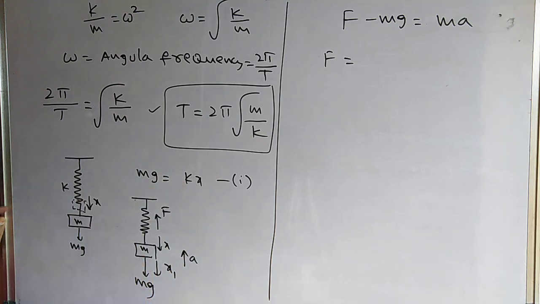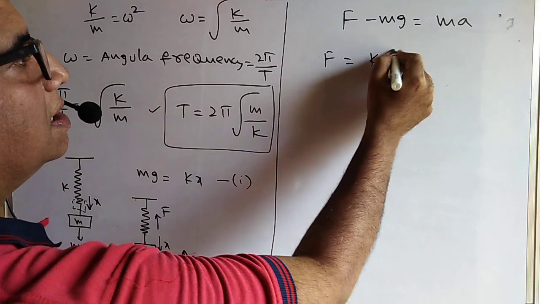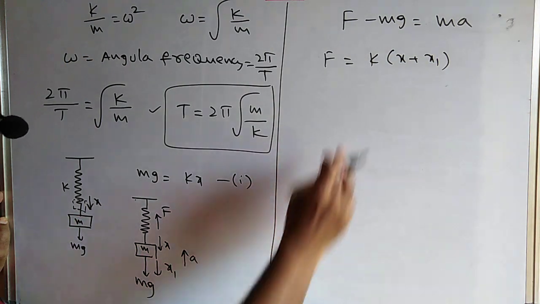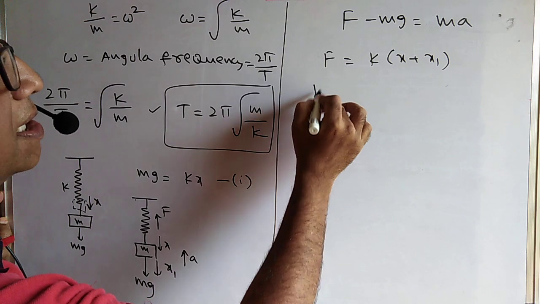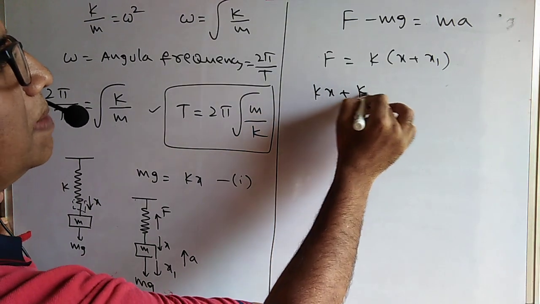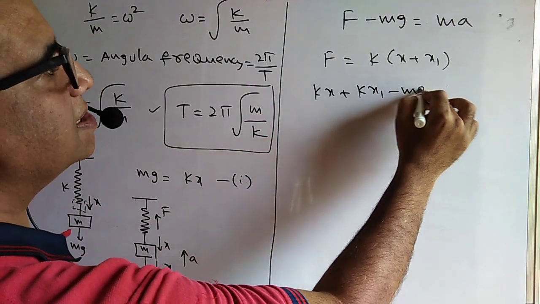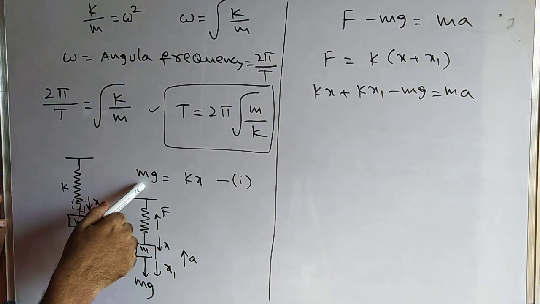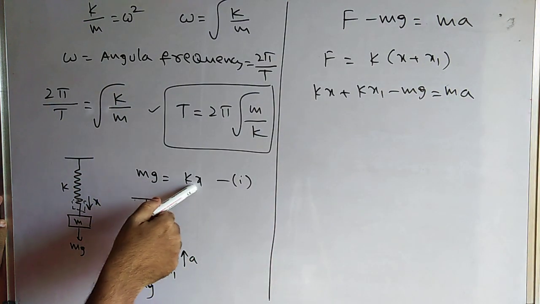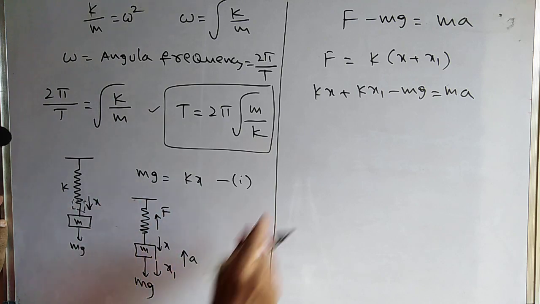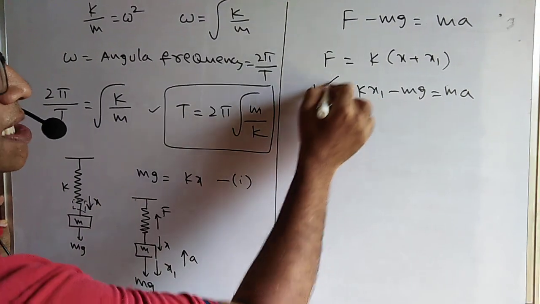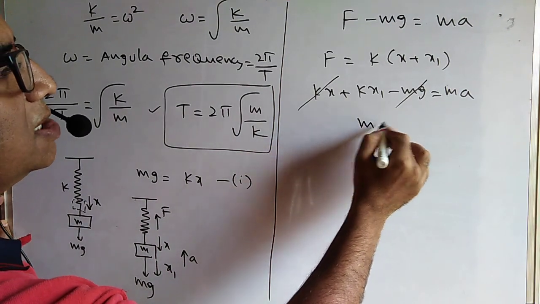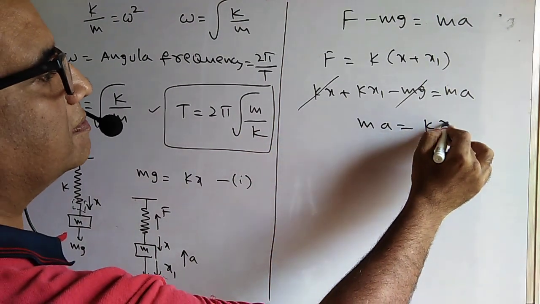Now tell me what is the force here? Force is nothing but k into x plus x1. So let us substitute that here. What you get is kx plus kx1 minus mg is equal to ma. But from equation one, we got mg is equal to kx. Let us strike these two. Therefore, ma is equal to kx1.